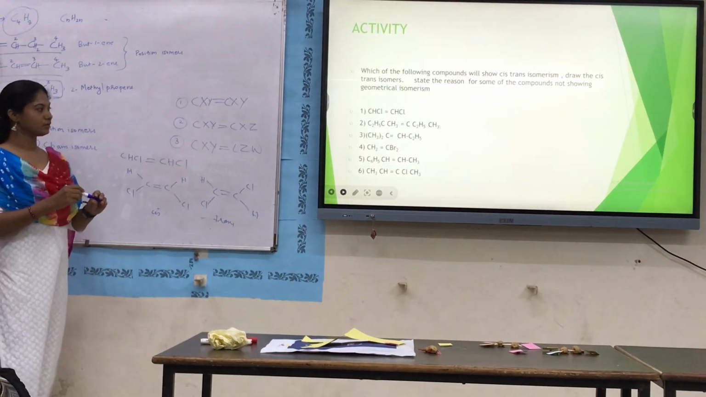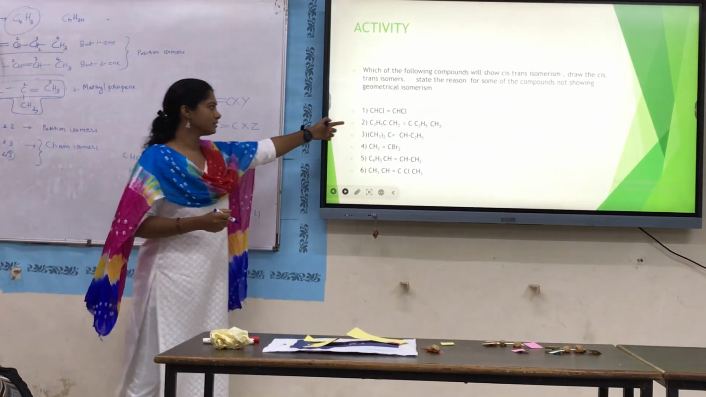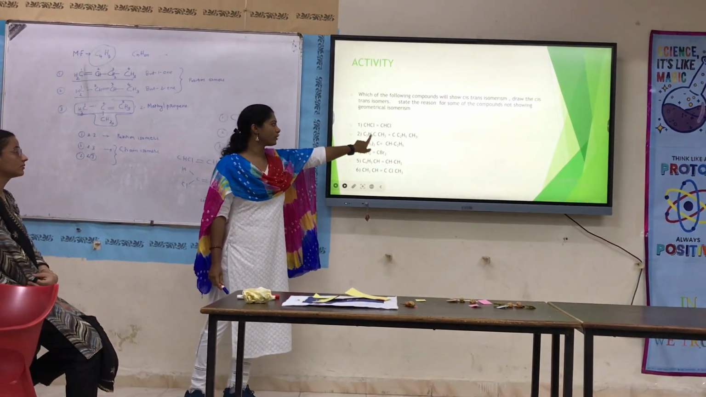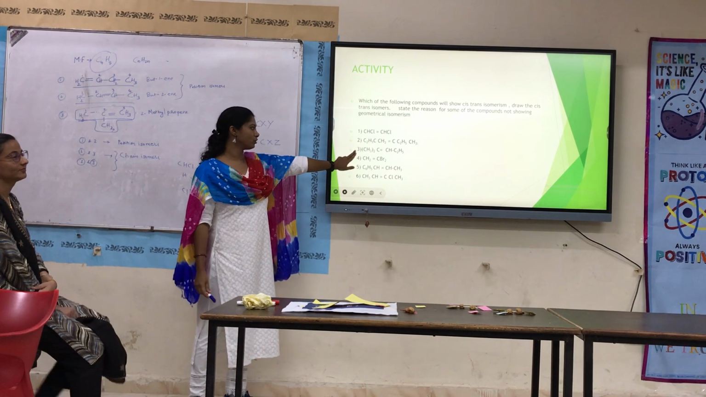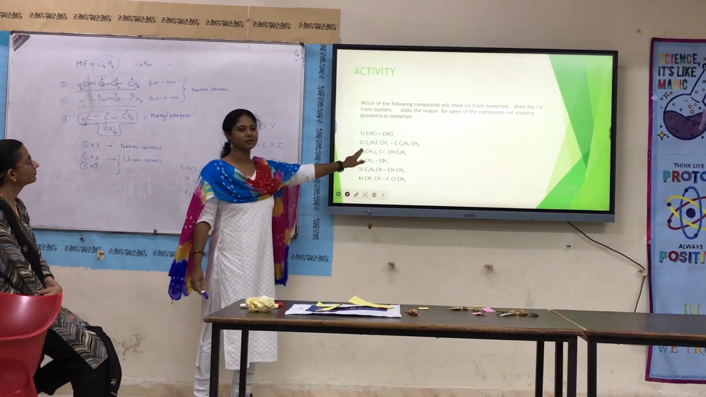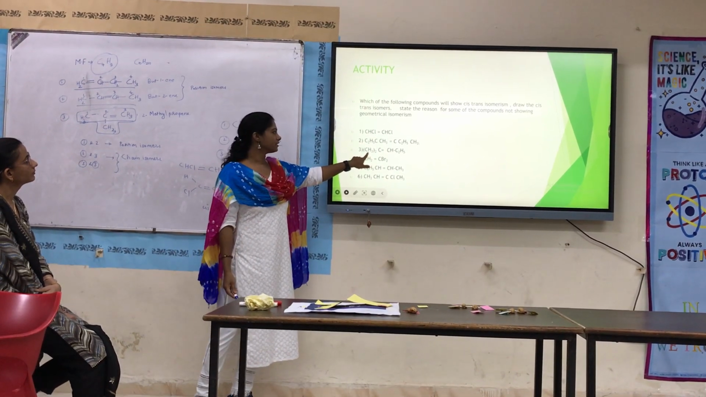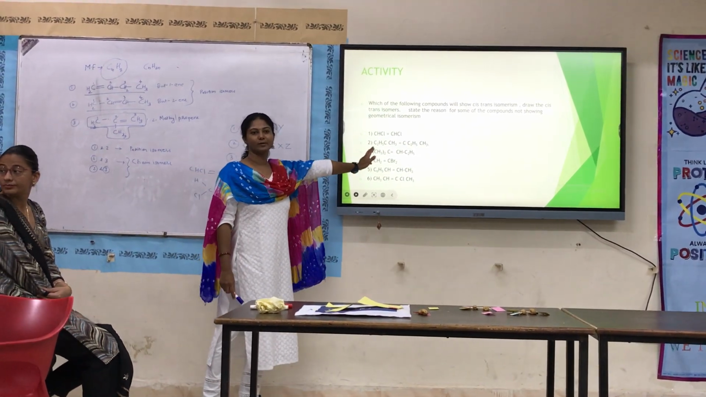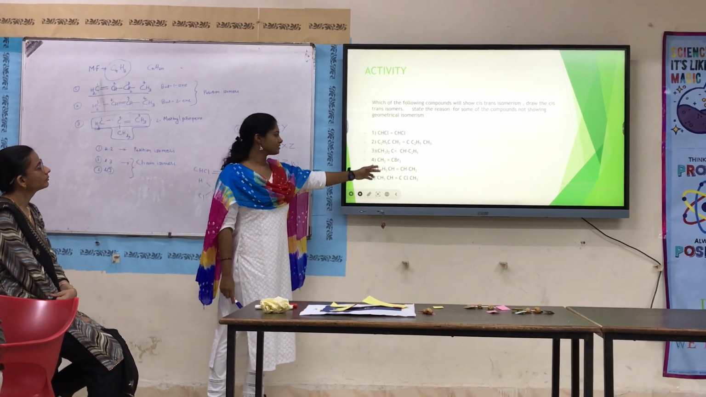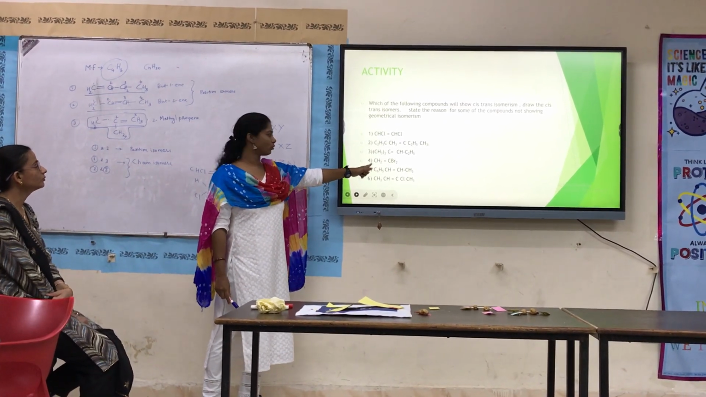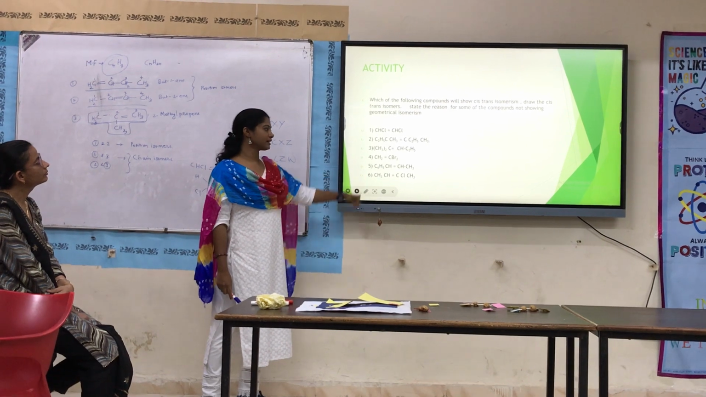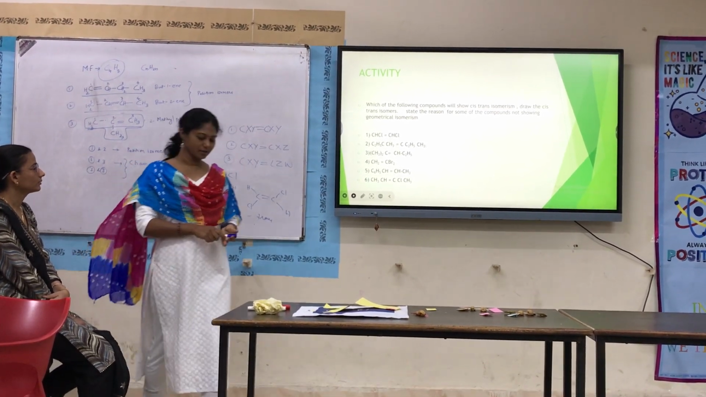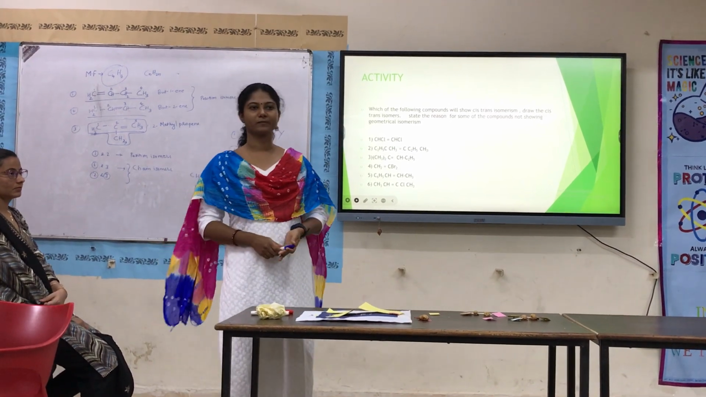Like that, you can solve the other questions and check whether they will show geometrical isomerism or not. The second compound, since two different groups are attached, will show it. You can draw the geometrical isomers as homework. In the third compound, will it show geometrical isomerism? No, because two similar groups are attached to it. The fourth compound, no. The fifth and sixth will show. So you can make the cis and trans structures of these compounds as homework. Thank you.